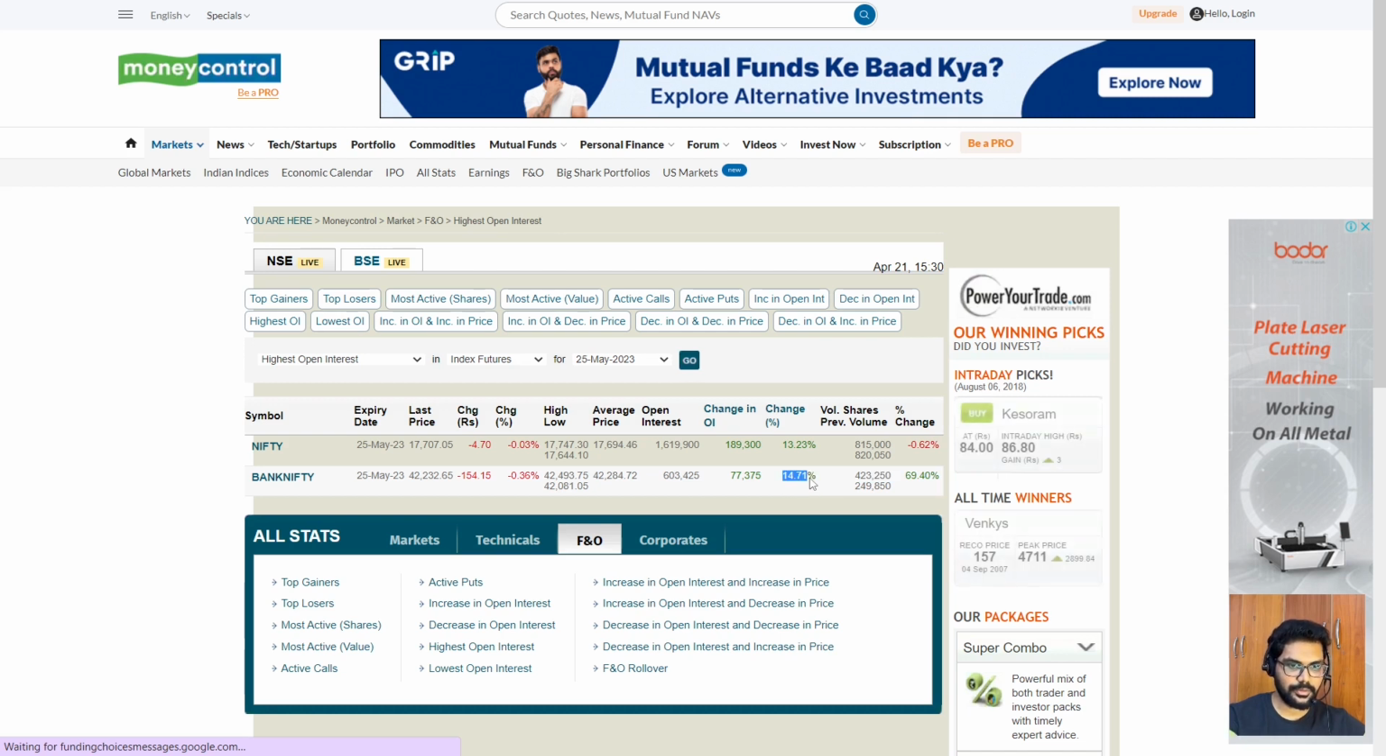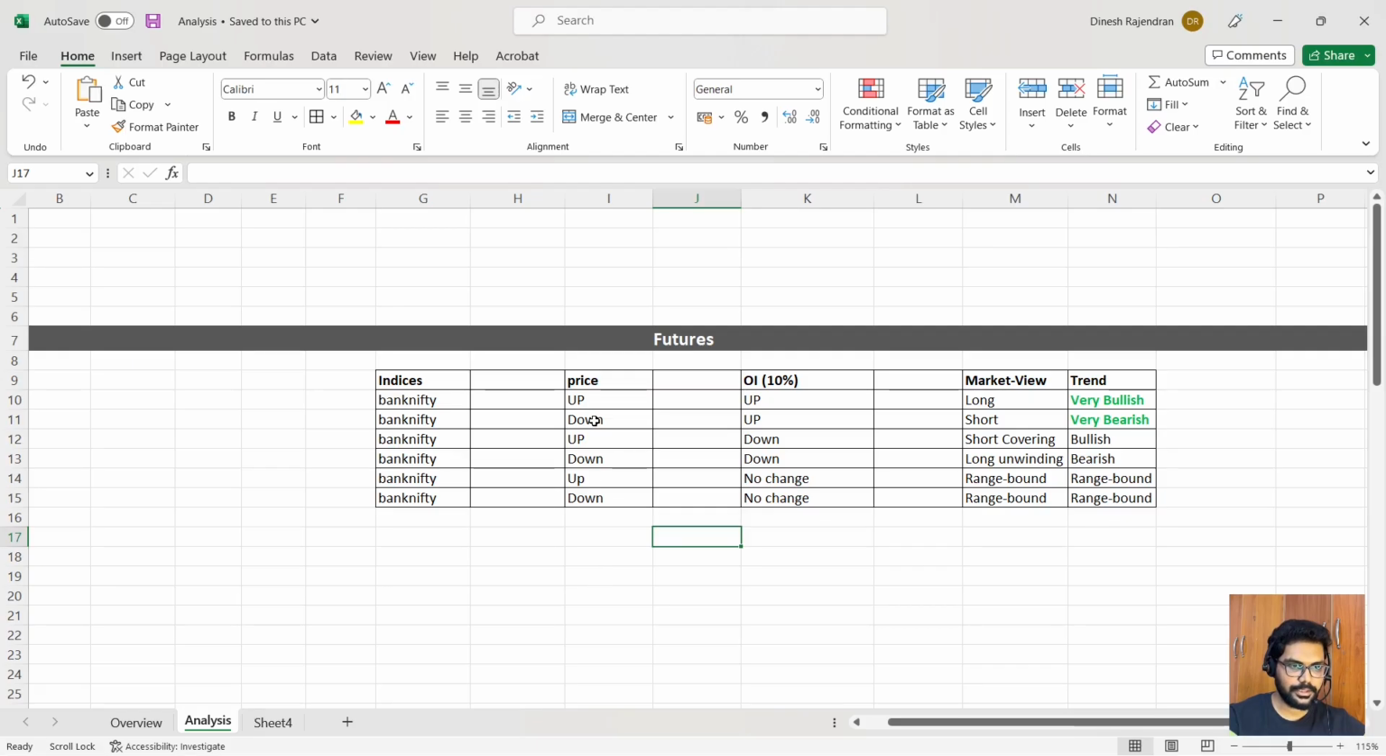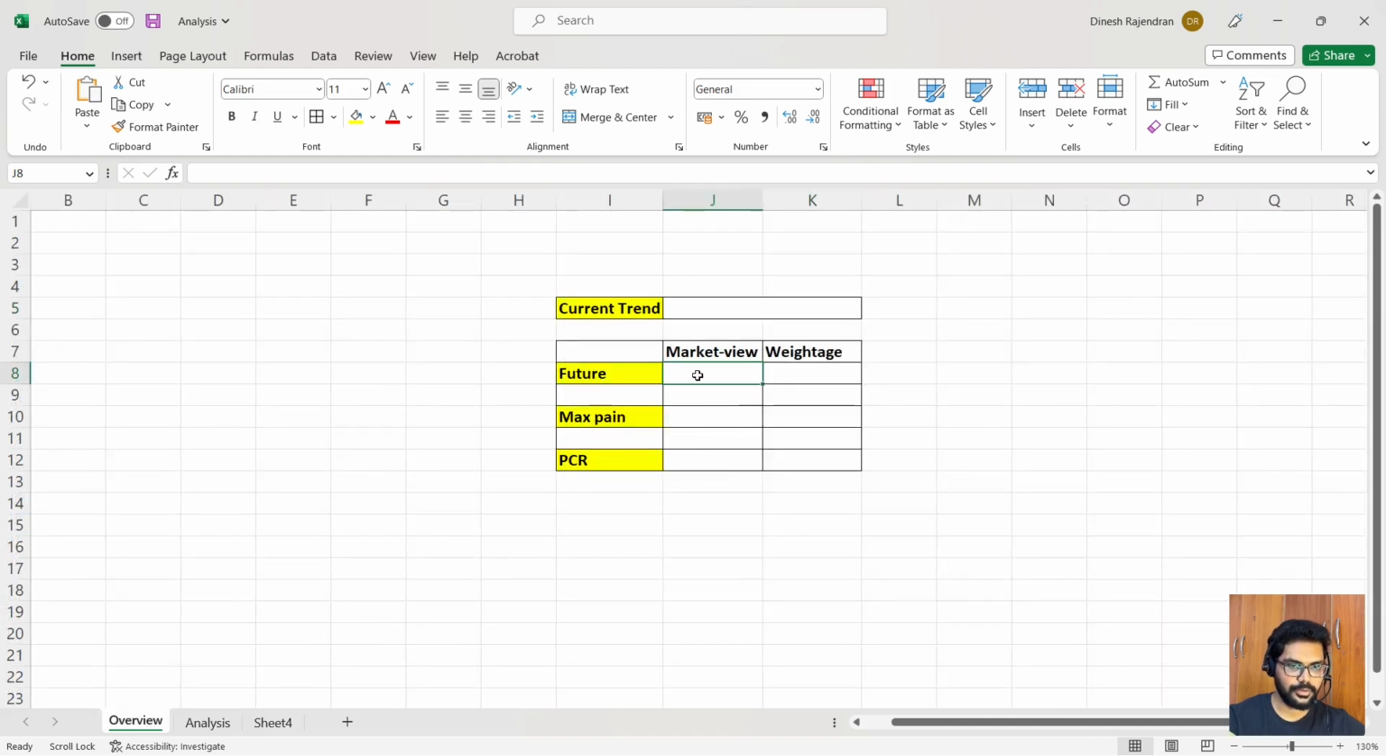So what we can predict: our data is showing price down and the open interest also up, which means it is short, then it is very bearish. So we can consider this as a very bearish market. We are expecting the market to move bearish. Like that, we are predicting from futures. We will note it down in the overview. Here you can set it as bearish.